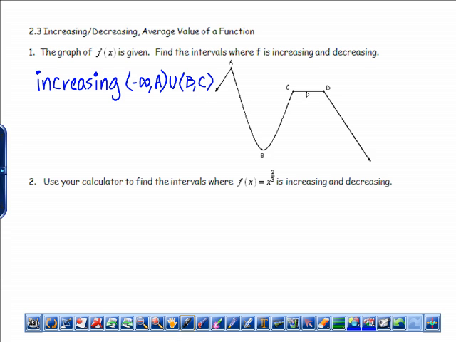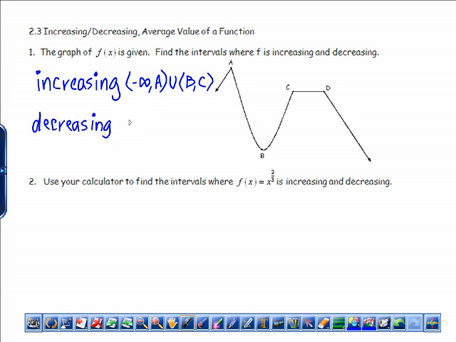What about from C to D? We're going to assume this is a horizontal line. That's not increasing or decreasing either. Okay, and from D on, that's decreasing. All right, so hopefully you're getting the idea. It's not an overly complicated idea, but you need to be able to write this notation down. This is a really big concept in calculus.